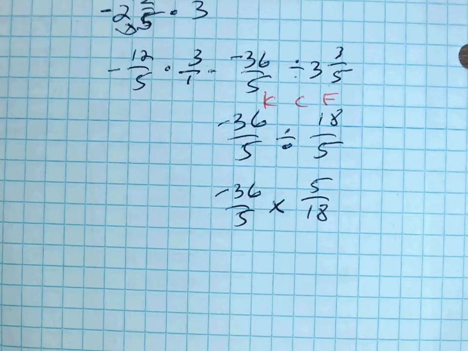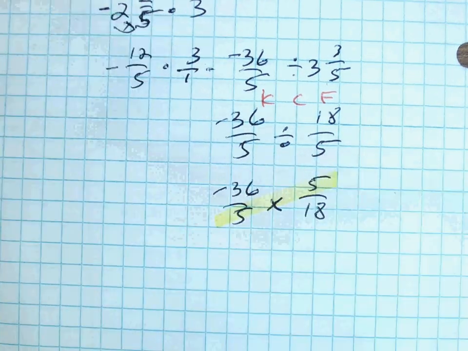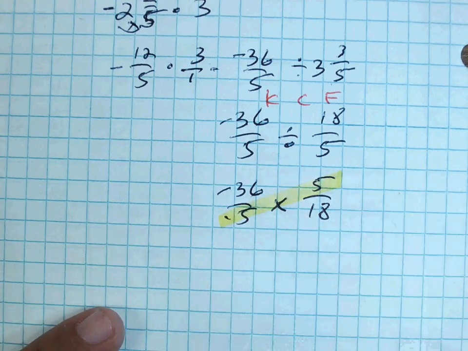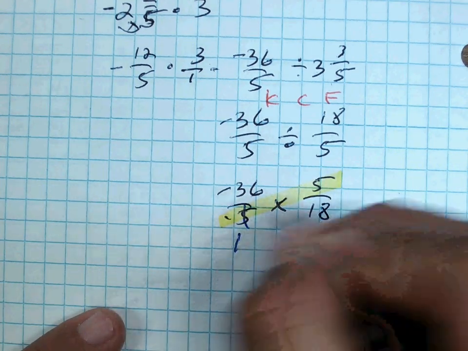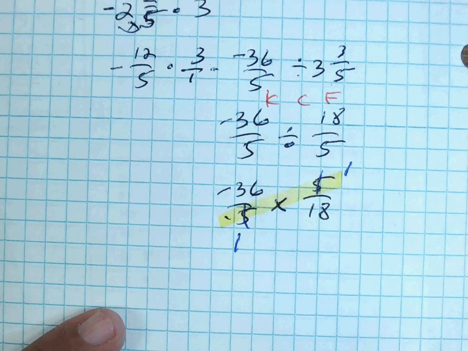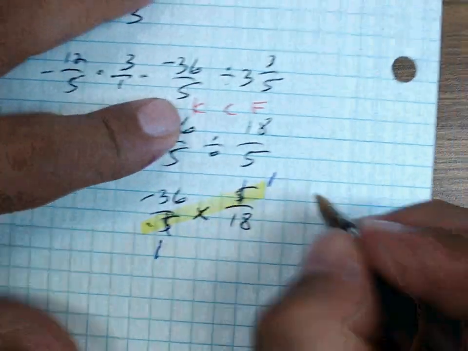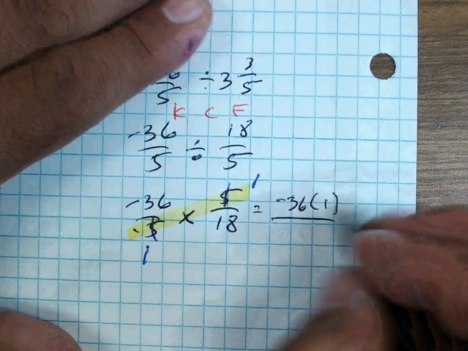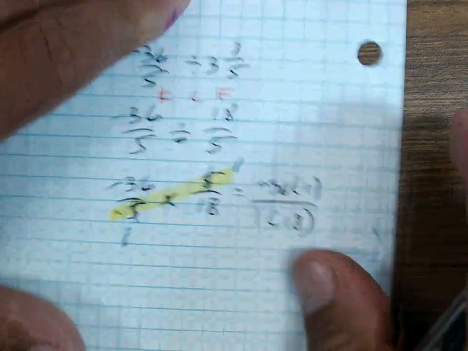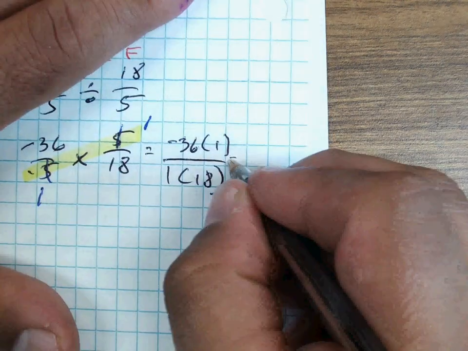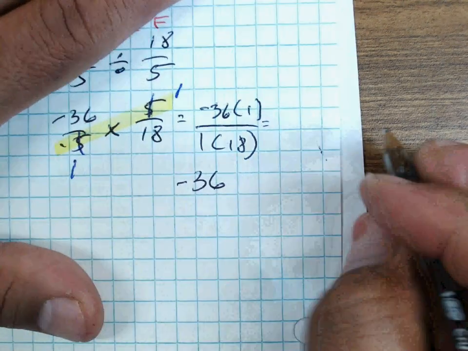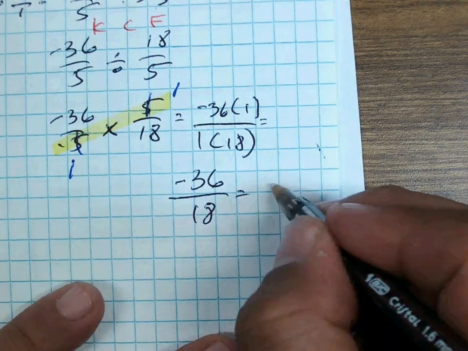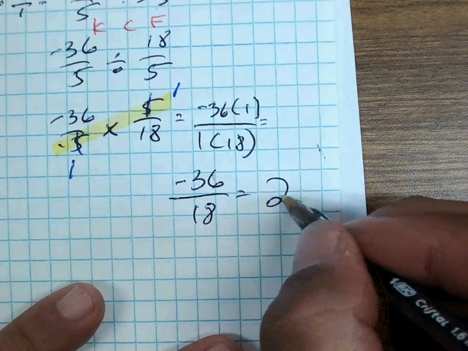And now I can see here, across, I can simplify that real quick. 5 goes into 5 once, and 5 goes into 5 once. And so now it's simplified even better. And so -36 times 1 over 1 times 18, which gives me -36/18. And obviously that's going to give me 2, because 18 goes into 36 twice.